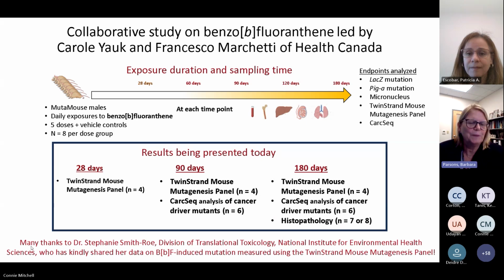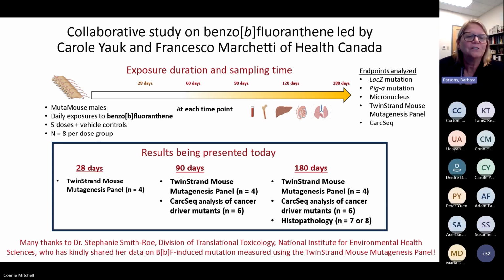So Stephanie's group at NIEHS has performed duplex sequencing using the TwinStrand mouse mutagenesis panel on mice treated for 28, 90, and 180 days. And here at NCTR, we've done CarcSeq analysis of mice treated for 90 and 180 days. And I'll also show you some histopathology that was done on the 180-day mice. And thanks again to Stephanie for letting me present her data. Next slide, please.